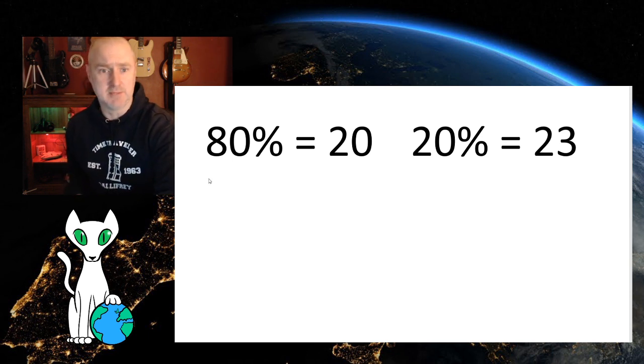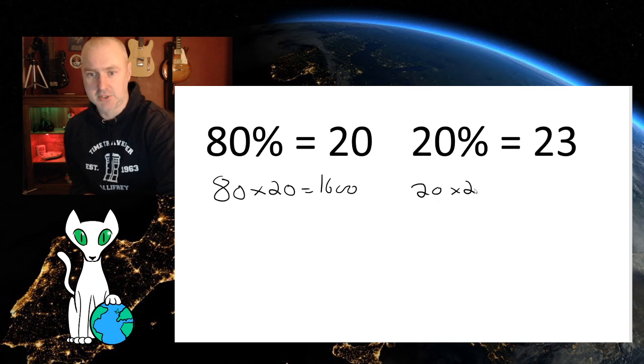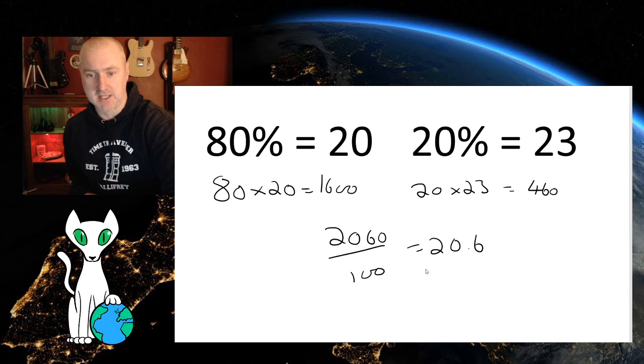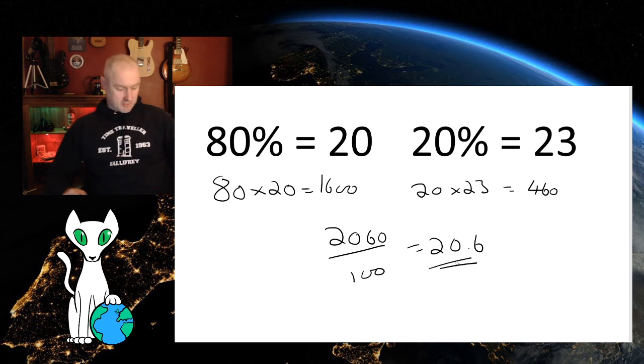So let's think about what we did before. Remember, we said we're going to times the percentage by the mass number. So 80 times 20 is 1,600. 20 times 23 is 460. And I said we were going to add those 2 together, which gives us 2,060. And we are going to divide that by 100. And that gives me an average mass number of this element of 20.6. So that's isotopes done for you.